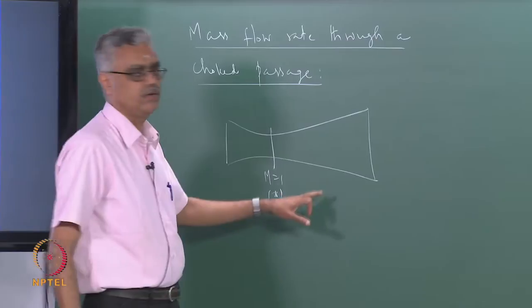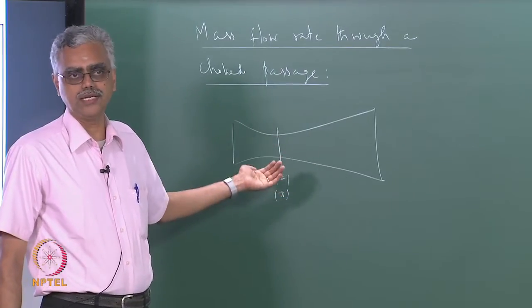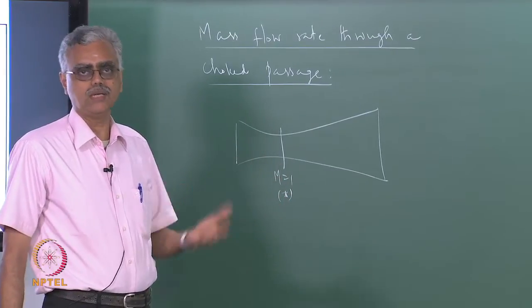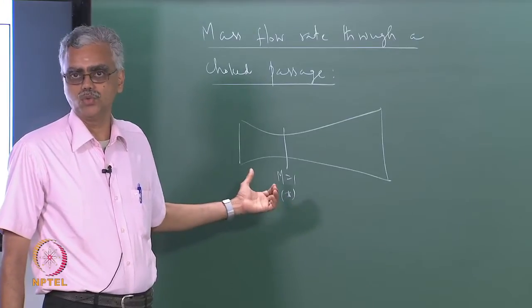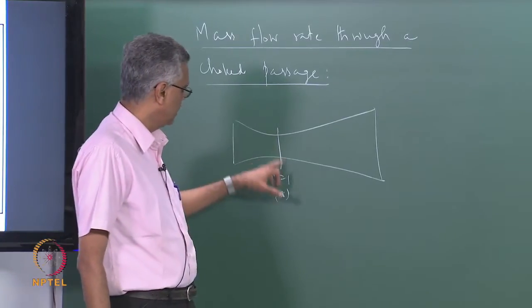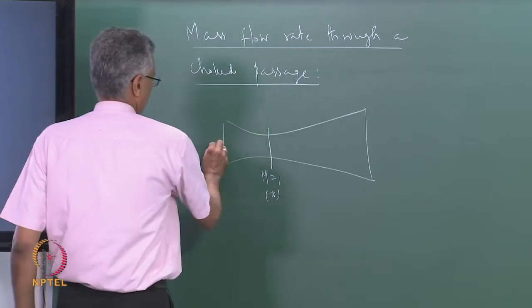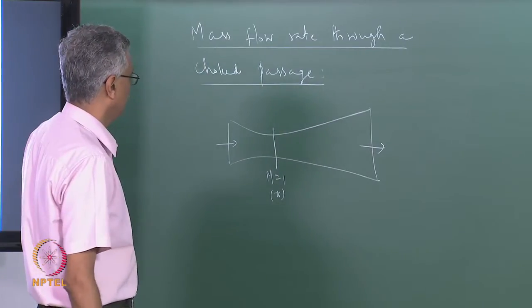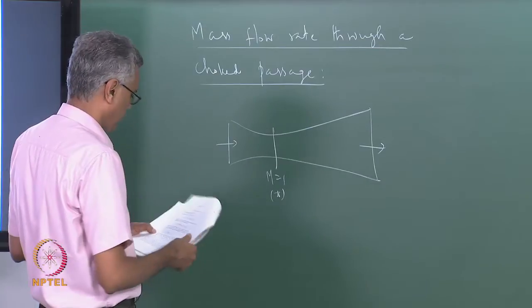Once the sonic state is reached, we wish to find out what is the mass flow rate through this. If the sonic state is not reached, then there are other ways of finding out mass flow rate, but for most applications we are interested in the mass flow rate when the passage is choked, because the sonic state is reached at the throat. The flow through the nozzle is said to be choked, and we wish to derive an expression for the mass flow rate through the nozzle or the passage.